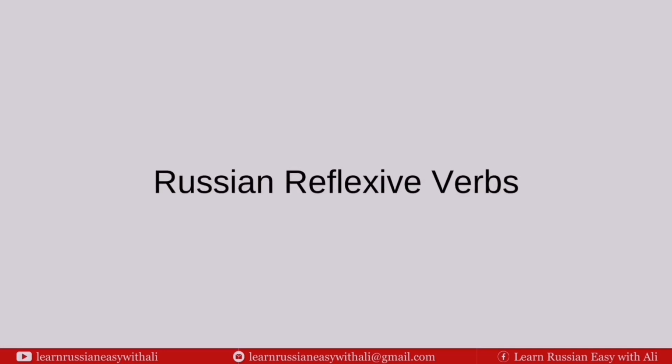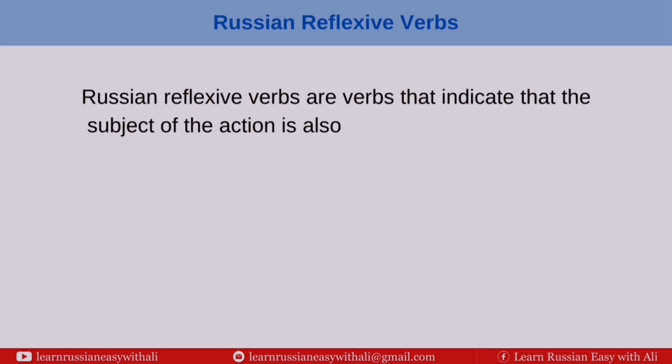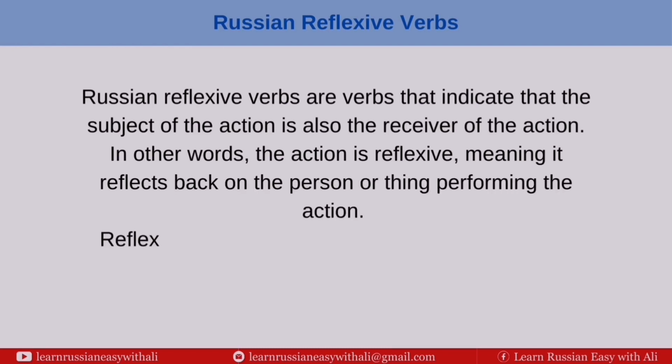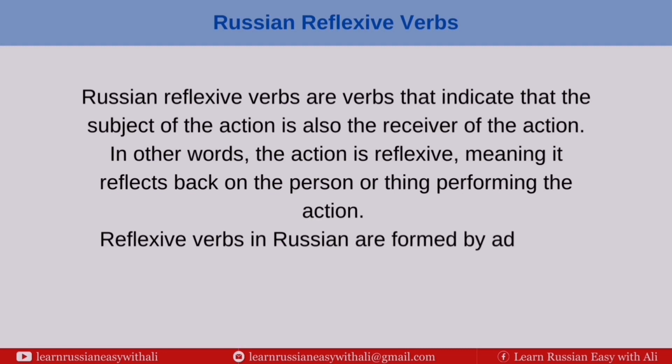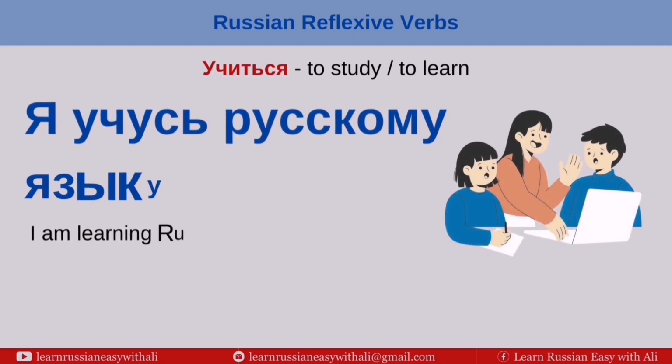Russian reflexive verbs. Russian reflexive verbs are verbs that indicate that the subject of the action is also the receiver of the action. In other words, the action is reflexive, meaning it reflects back on the person or thing performing the action. Reflexive verbs in Russian are formed by adding a reflexive pronoun to the regular verb. Учиться: to study, to learn. Я учусь русскому языку.